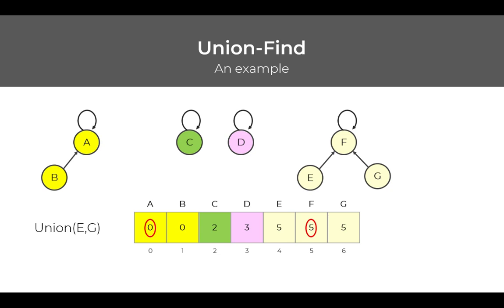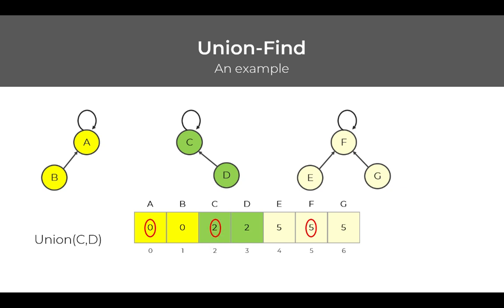So you can see that the component in light yellow contains 3 elements, and it is represented as a tree with F as a root. So now I want to do union between C and D. So it's going to be very similar to what I've done. And here I decide that C will be the root of that component.